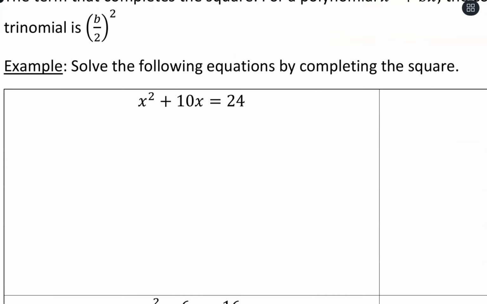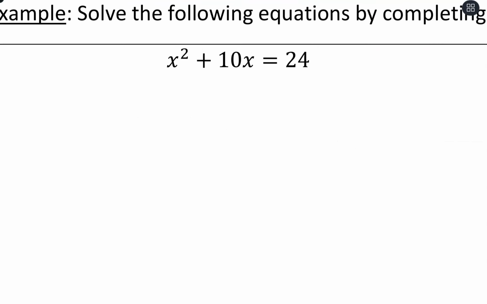So let's see how this works. On the left-hand side here, I have x squared plus 10x, and then I have equals 24. Now if I move that 24 over, it's not going to be a perfect square. Maybe I could factor it and solve it. That would be great too. But let's focus on completing the square here.